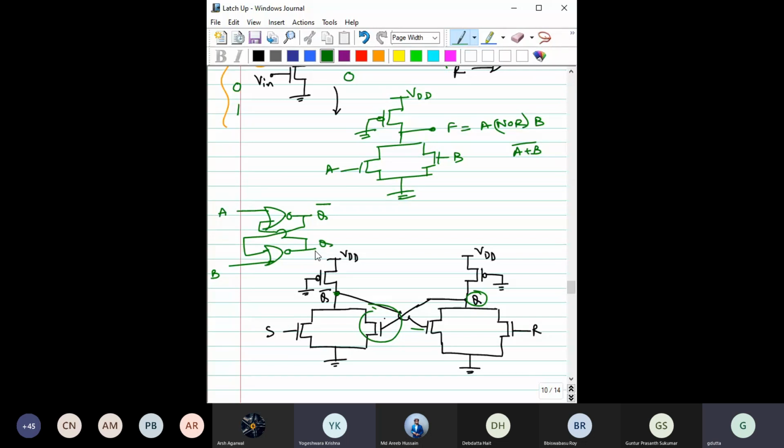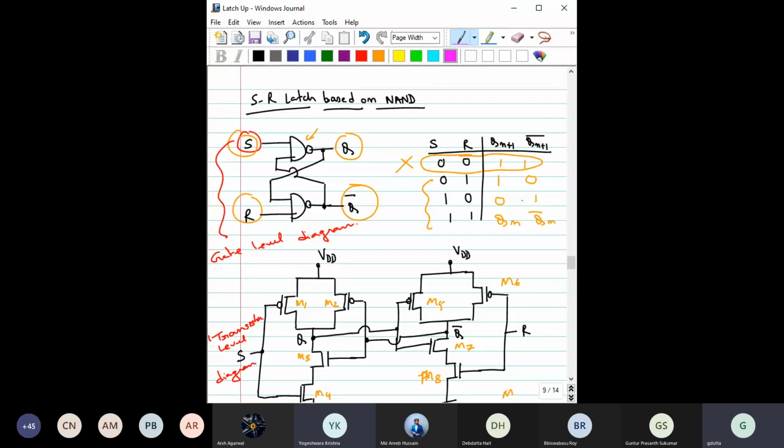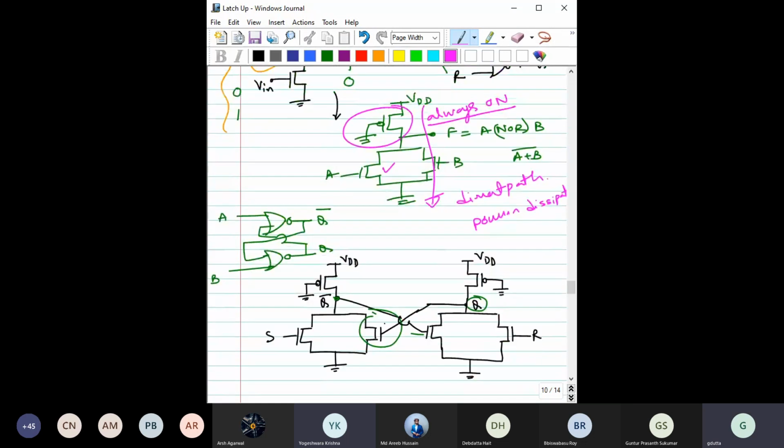latches using that technology. However, as you know, this transistor is always on, right? So whenever this is on or this is on or both are on, there will be a direct path from VDD to ground. That will create a lot of power dissipation even in the static, standby condition. Even if the output is fixed at one, it will create a lot of power dissipation, right?